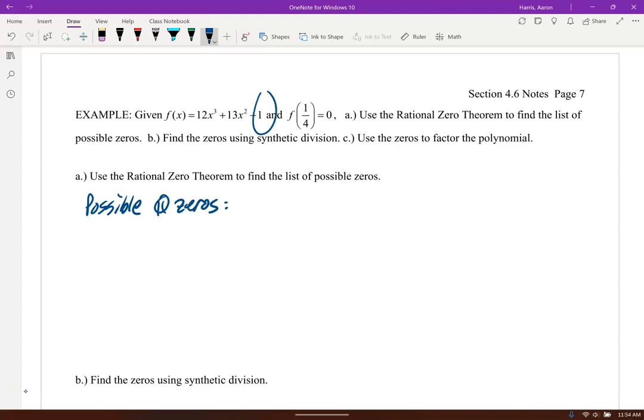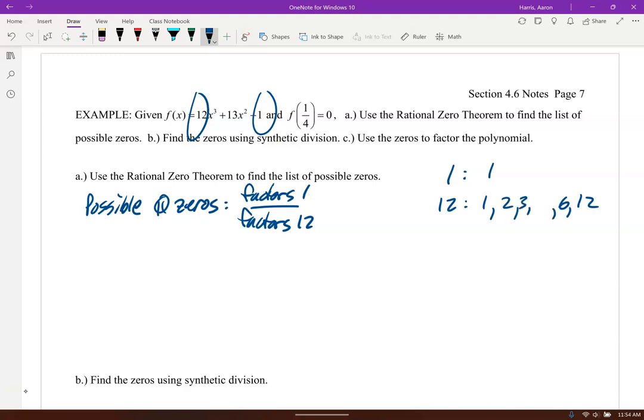So it's factors of 1 over factors of 12. Well, factors of 1 is just 1 and 1, right? Plus or minus. Factors of 12, on the other hand, you have 1 and 12. You got 2 and 6. You got 3 and 4. All right, I'm sorry, those are all our factors of 12.